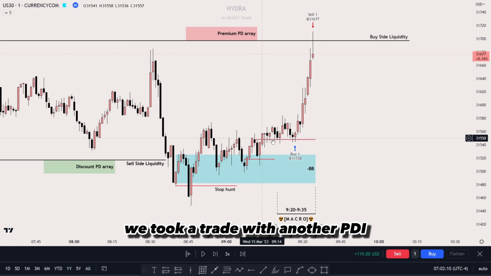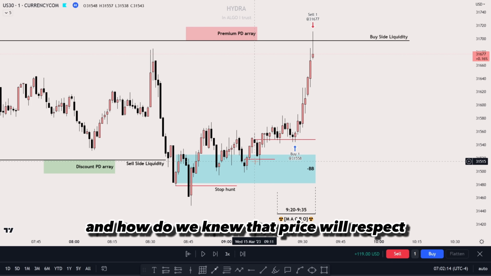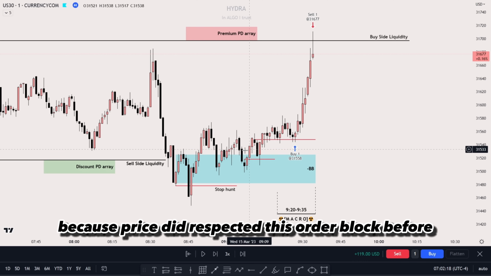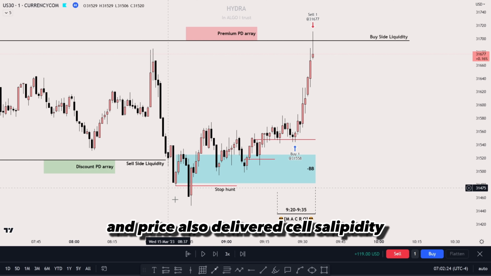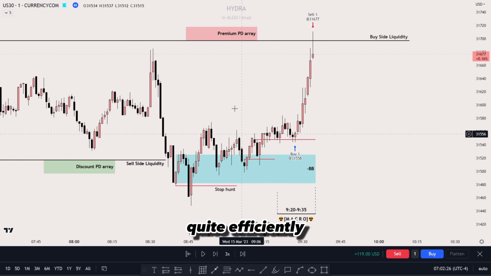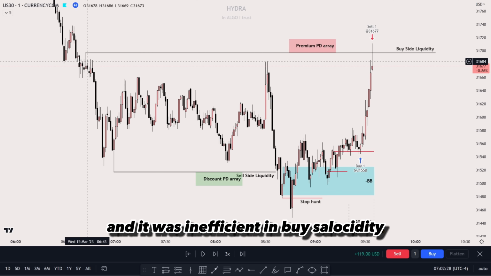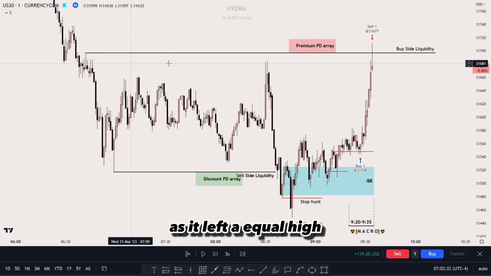And what do you see? We took a trade with another PD array, like an order block. And how did we know that price will respect this order block? Because price did respect this order block before, right? And price also delivered sell side liquidity quite efficiently, and it was inefficient in buy side liquidity as it left an equal high.